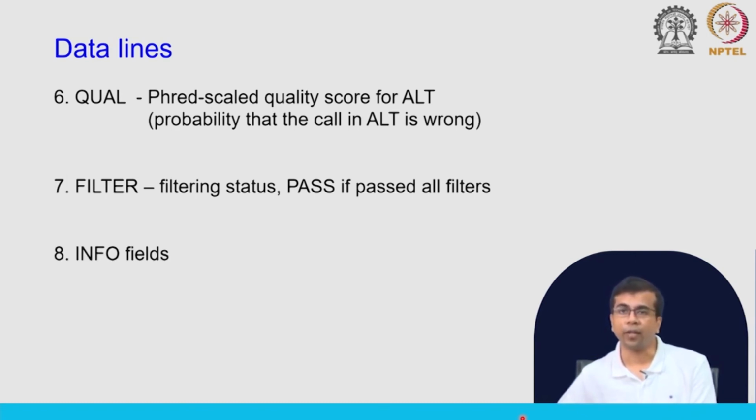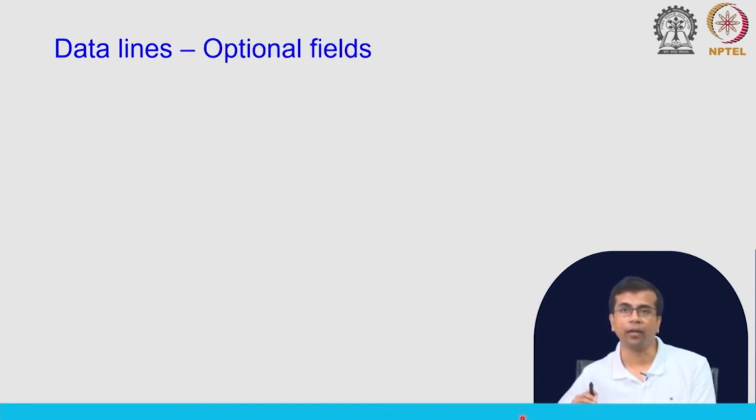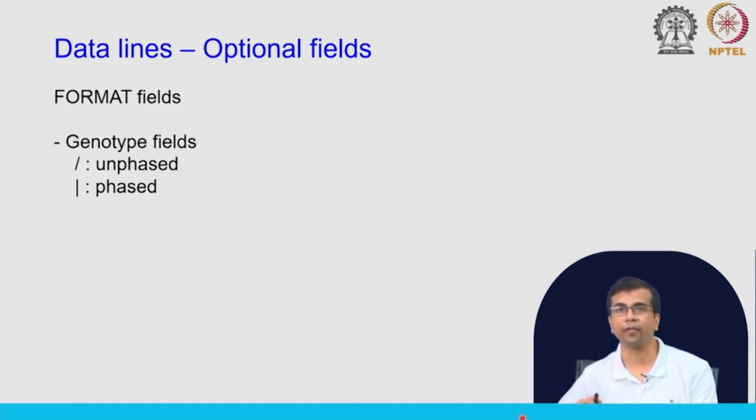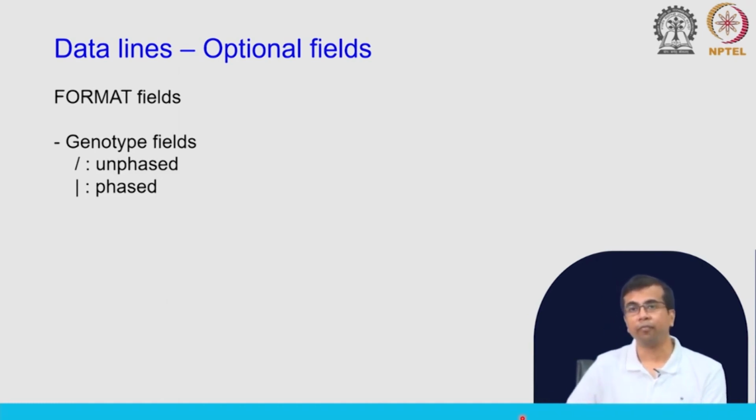Then you have the info fields. We will discuss what these info fields mean, and this will also be described in the meta information lines. In the data lines, you have some optional fields also. These optional fields include format fields. We will discuss what these format fields are in detail, and this information is contained in the meta information lines. That is why I thought it is better to first discuss the data lines and describe what you have, and then go to the meta information lines, otherwise it might not be clear.